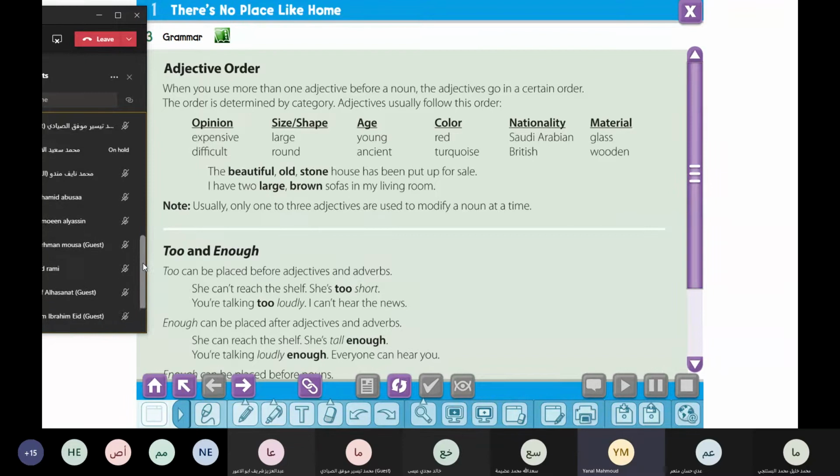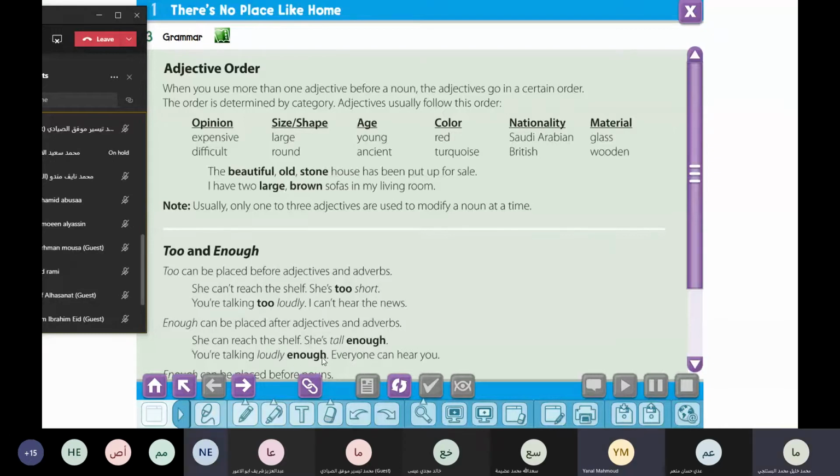Yes, teacher. Read the examples here about enough. She can reach the shelf. She's tall enough. You are talking loudly enough. Everyone can hear you. Okay, Nidal, just be ready to read the next, okay?